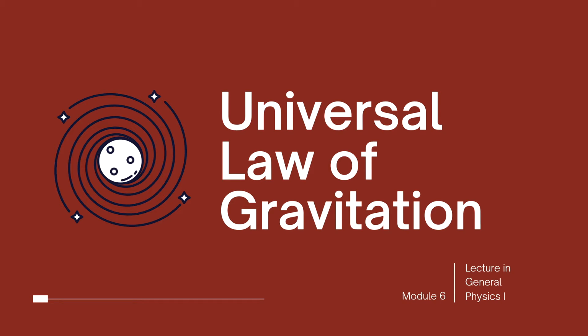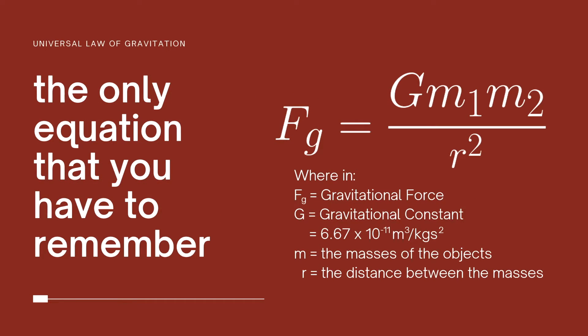Upon the formulation of Newton's laws of motion, Newton also realized that there should be a force or something that holds the heavenly bodies together. Thus, after inventing all sorts of stuff like calculus, together with Kepler's laws of planetary motion, he developed the universal law of gravitation. So it goes like this.